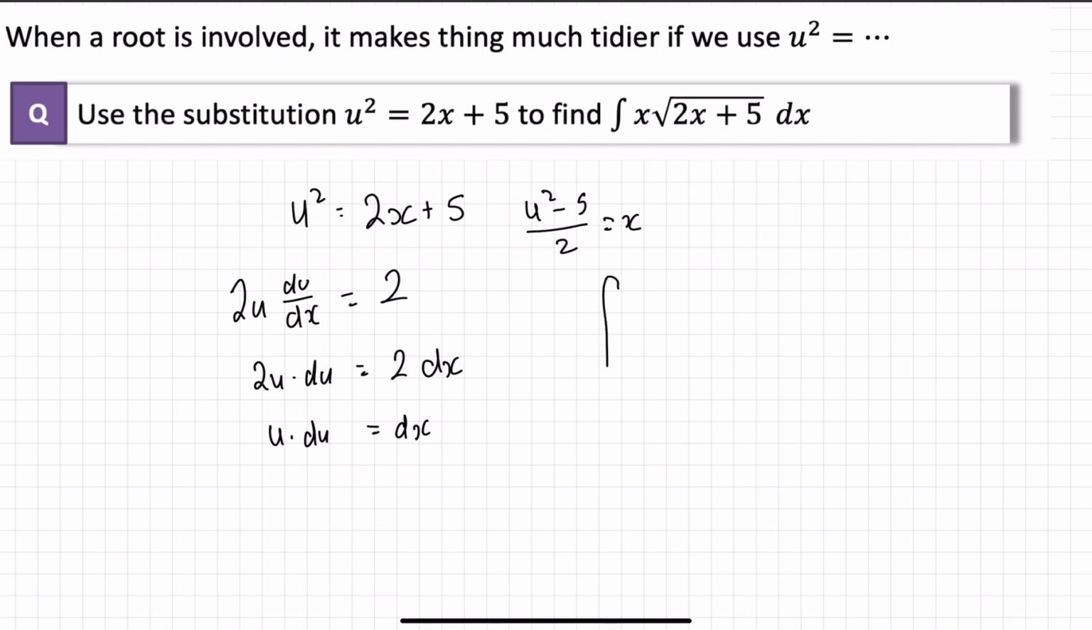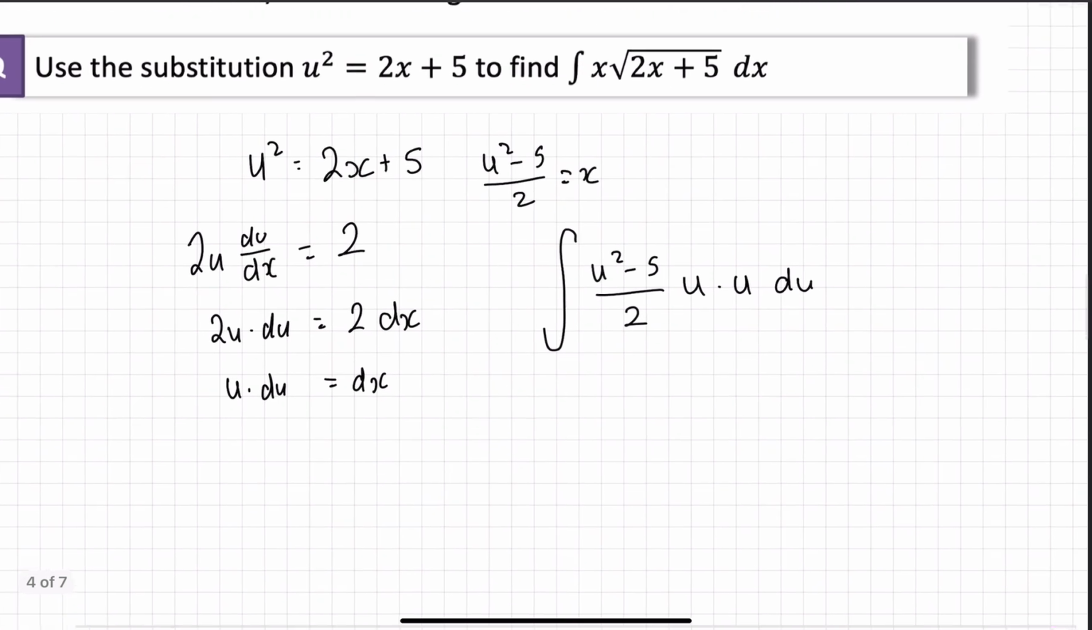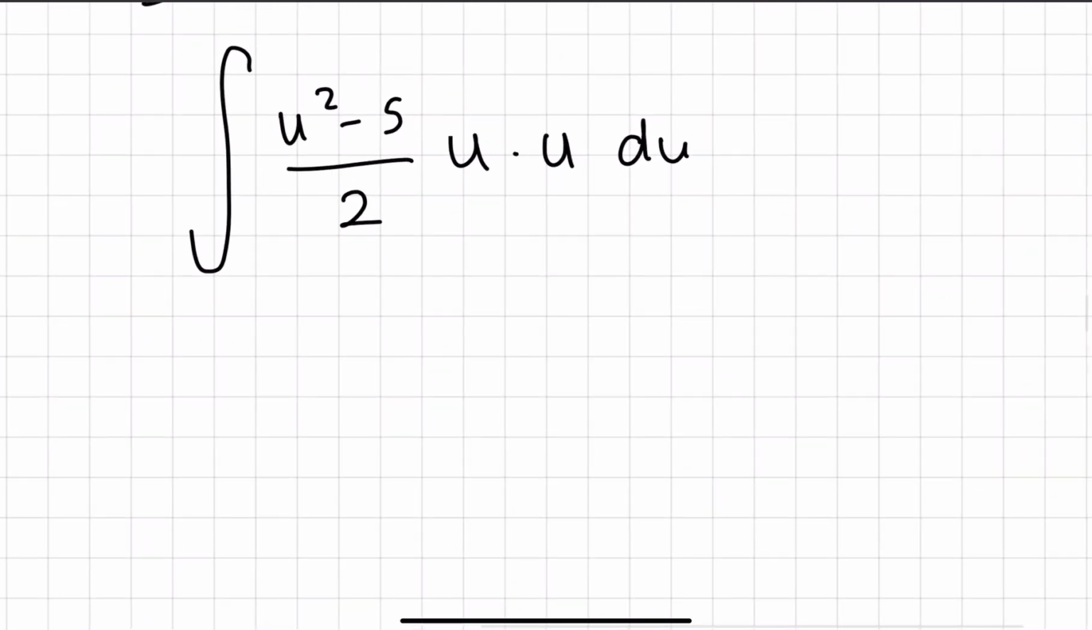So in the integral, x becomes u squared minus 5 over 2. We're going to multiply it by this, and the square root of that is u. So we're going to get that there, and we're going to times that by u. And then dx is u times du, so times u again, du. Okay, let's make this a bit cleaner.